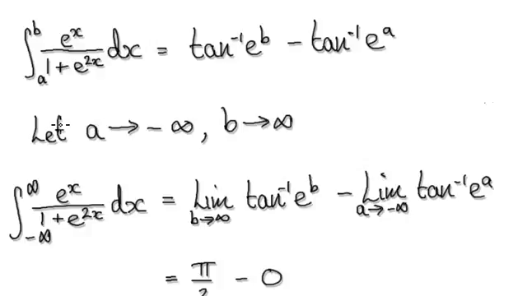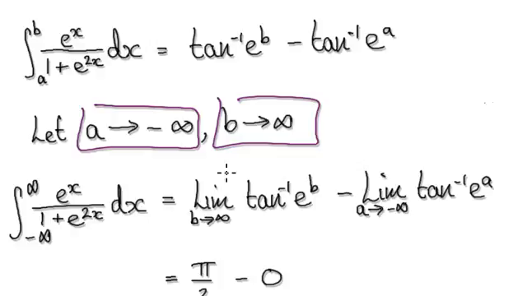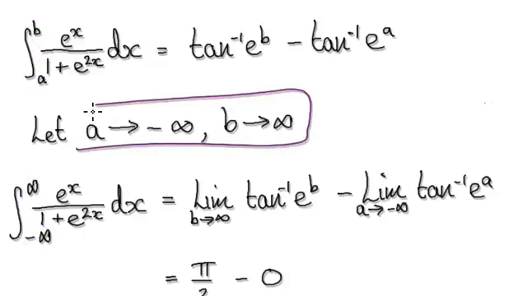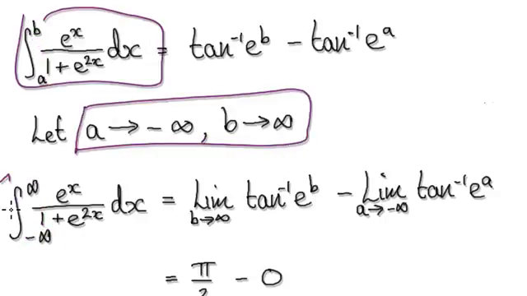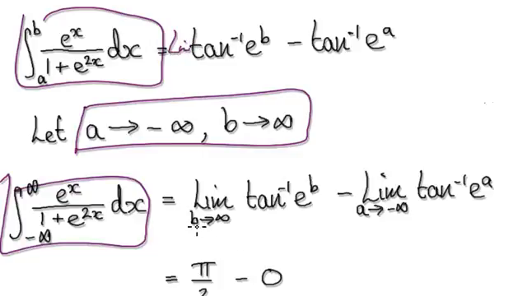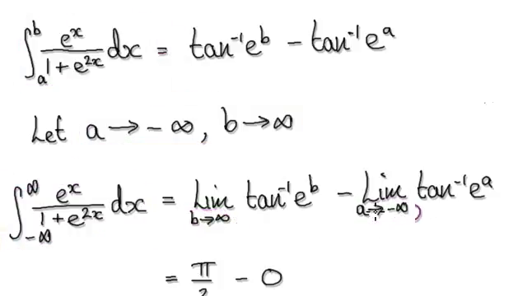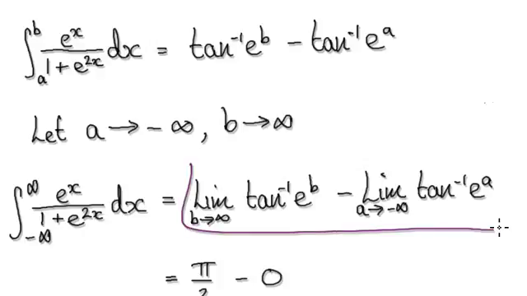So the minute we allow a to head towards negative infinity and b to head towards positive infinity, we no longer are integrating from a to b. We are integrating from negative infinity to positive infinity. So this thing here will then become this, and then now we've got to take the limit as b tends to positive infinity, and then take the limit as a tends to negative infinity. So that will then take us to here.